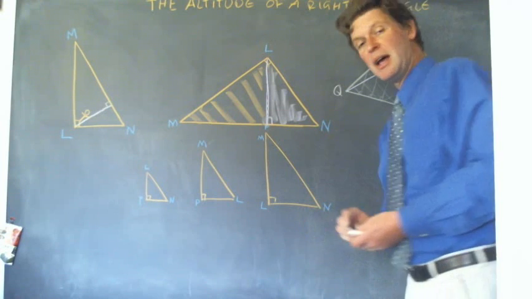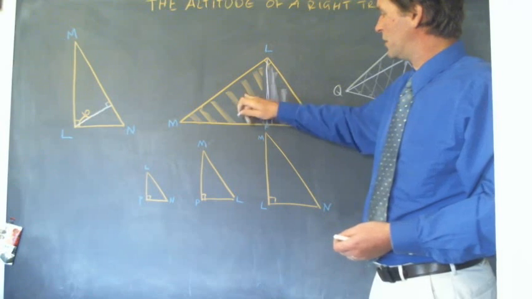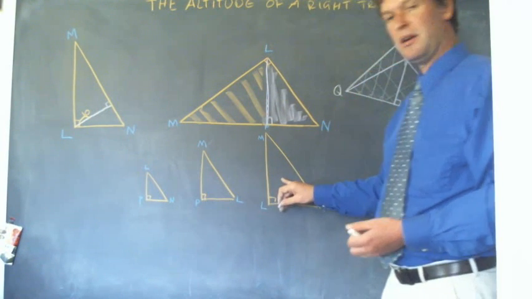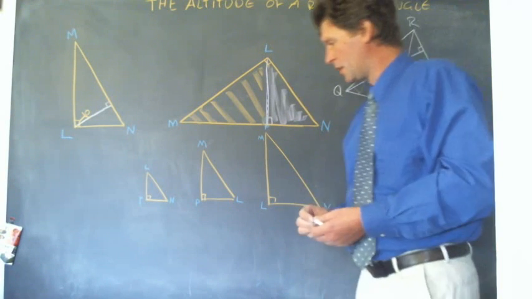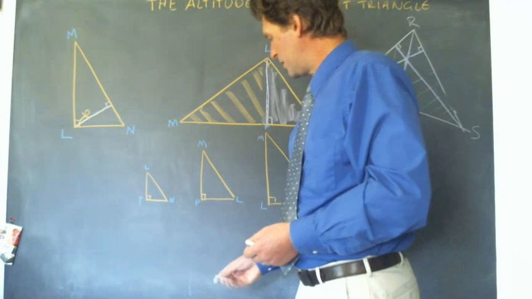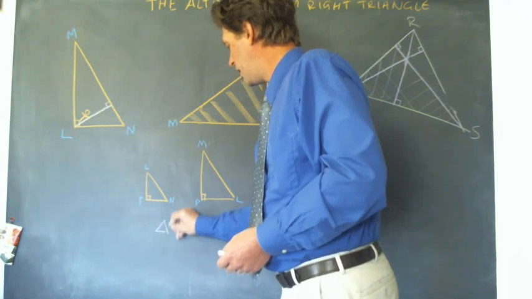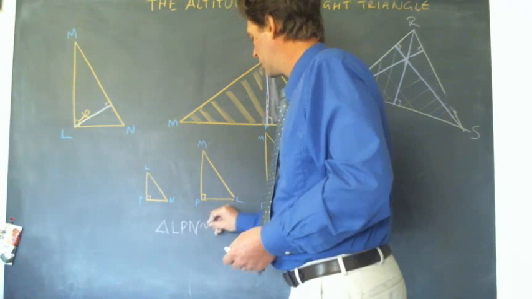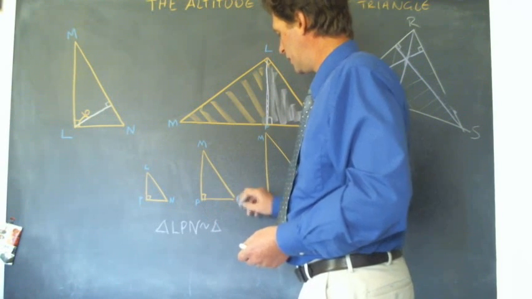NLM. As it happens, the altitude of the triangle breaks the triangle into two smaller triangles, all three of which are similar to one another. They're all in proportion, like we've been talking about. So we can make three similarity statements. Triangle LPN is similar to triangle MPL.